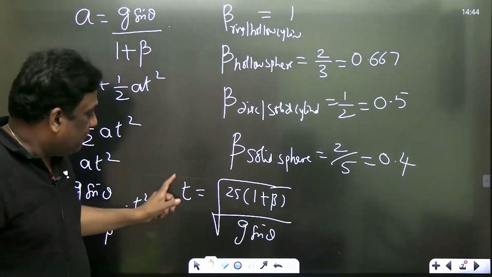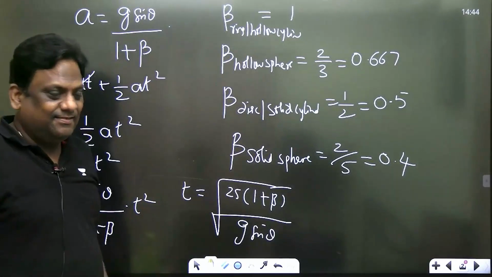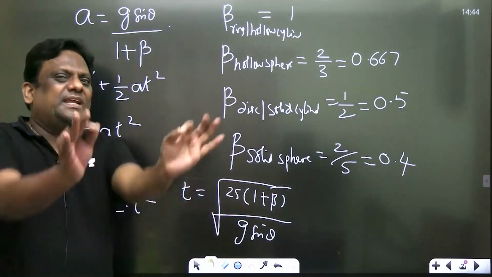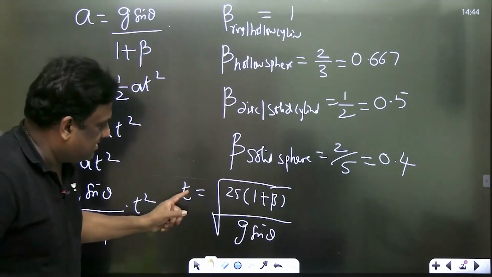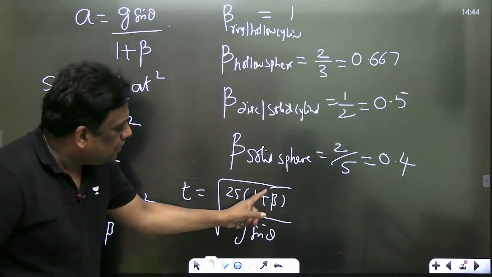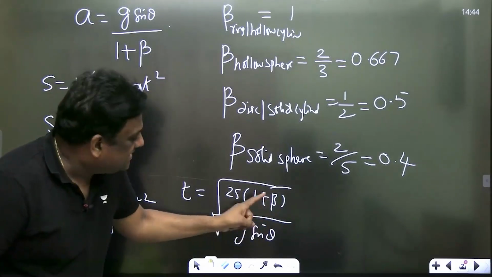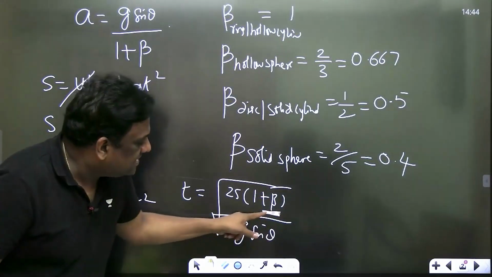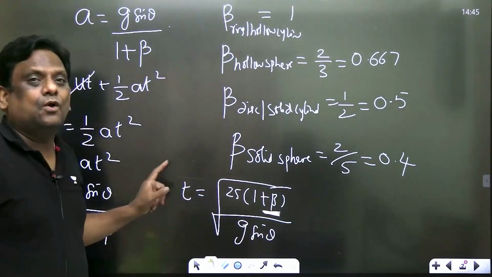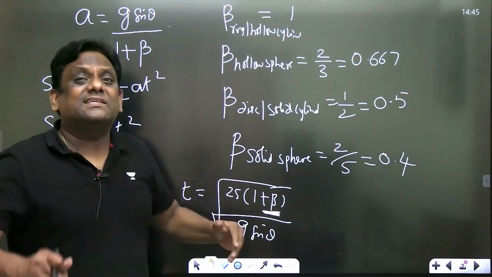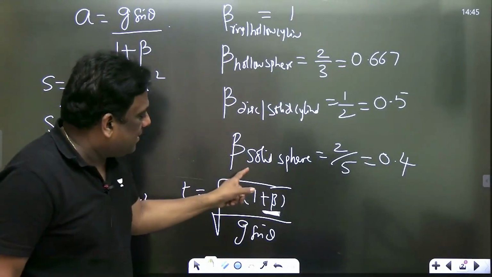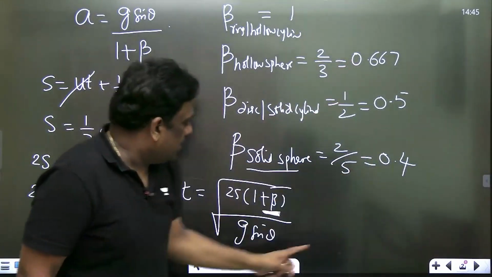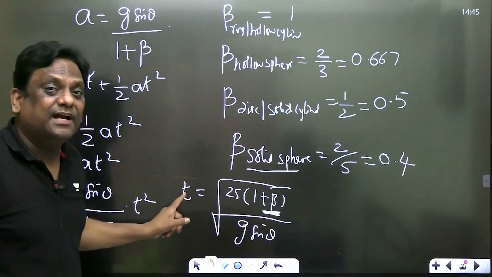Now you tell me which one will reach faster. Faster means less time. So if you want time to be less, beta is in the numerator. So the one which has less beta will reach the ground faster. He may be asking in ascending or descending order of reaching time. So whose beta is less? Solid sphere. When beta is less, the time taken to reach will be less.